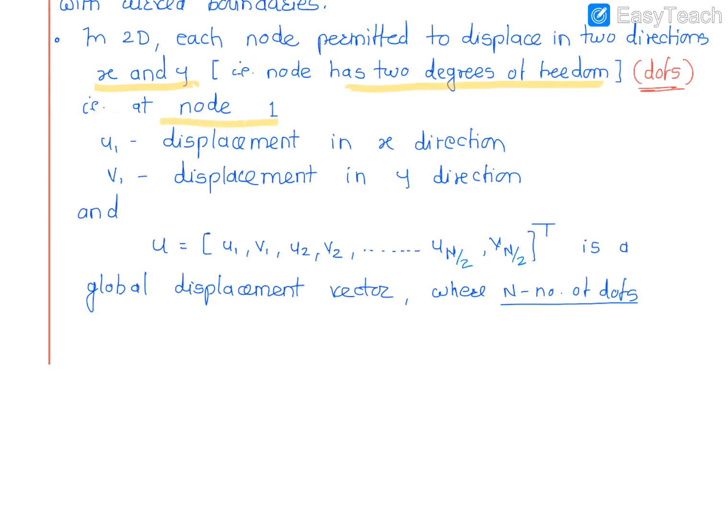Now at node 1 we can say that u1 is the displacement in x direction and v1 is the displacement in y direction. Then the global displacement vector can be given by this equation, where U is equal to u1 v1, u2 v2, u3 v3 up to un/2 vn/2 transpose, and where n is the number of degrees of freedom.